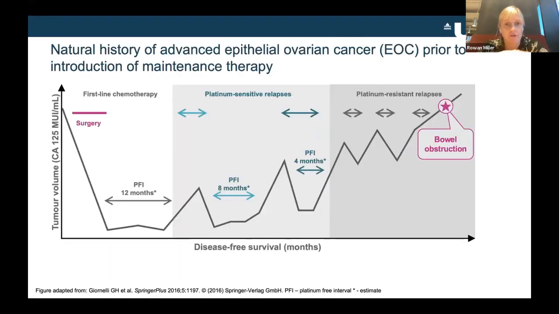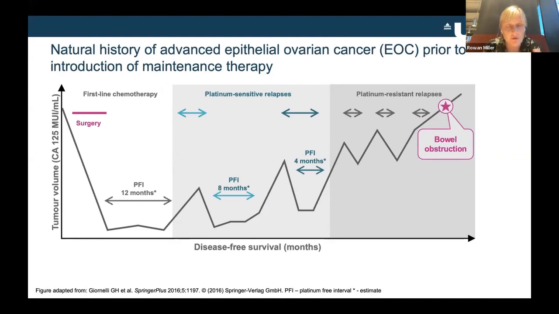Now, this chart shows the natural history of advanced ovarian cancer, prior to the widespread introduction of maintenance therapy. Here we're charting tumour volume, using CA125 as a surrogate, against disease-free survival. What we see is that initially patients often present with very high CA125s. They respond extremely well to platinum-based chemotherapy and surgery.